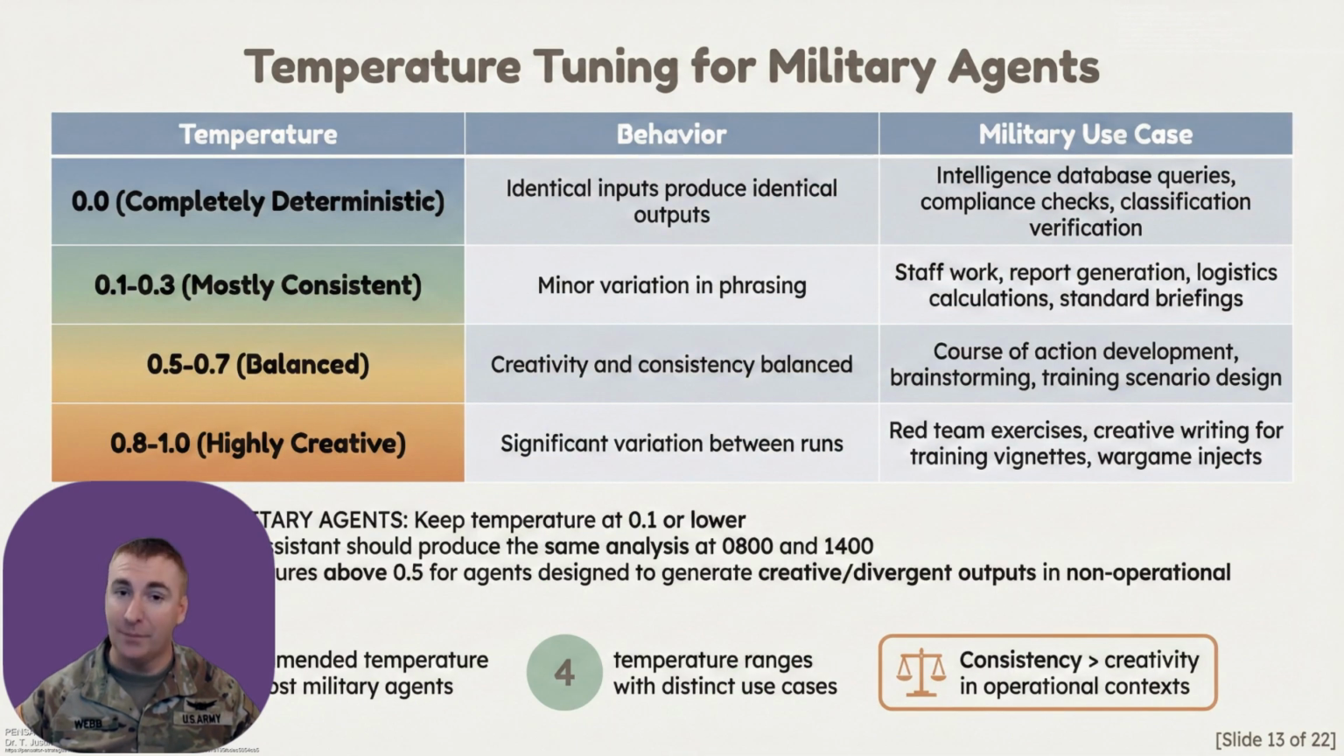Temperature 0 means identical inputs produce identical outputs. Temperature 1 means maximum creative variation. 4 ranges, 4 use cases. The bottom line: most military agents should live at 0.1 or lower. Your S2 research assistant should produce the same analysis at 0800 that it produces at 1400. Save temperatures above 0.5 for red team exercises and training scenarios.